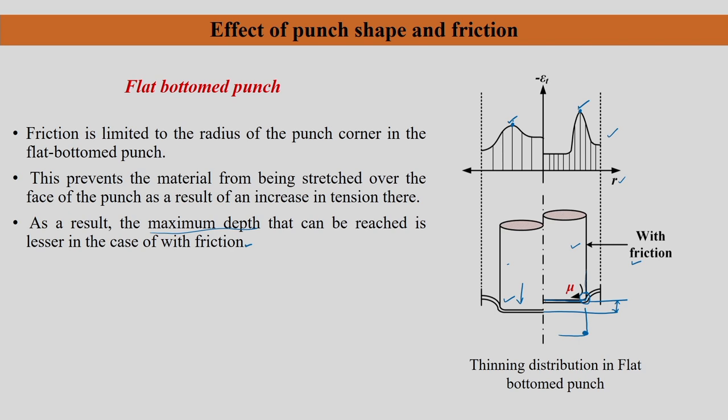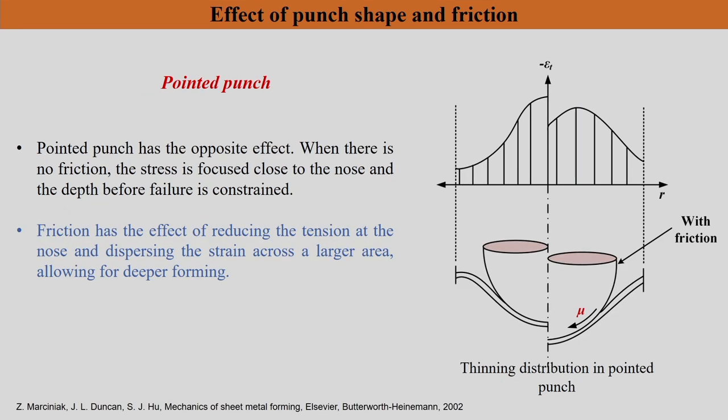So, now if you move to the other one, pointed punch or hemispherical punch, something like that you can imagine, then the situation is shown in this diagram. A similar diagram, thinning is plotted with respect to your radius, and you have two locations, one is left side, and then the other one is right side. On the right side you see that friction is available, that is with friction, left side is without friction. In this case, it is actually opposite.